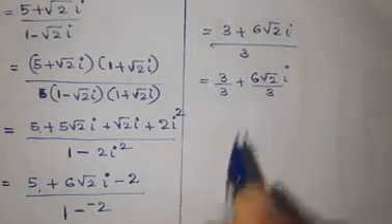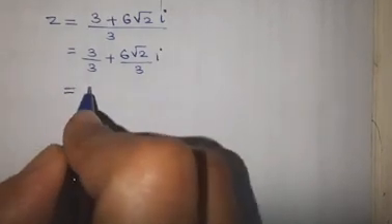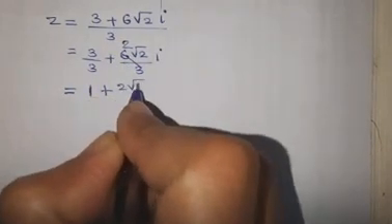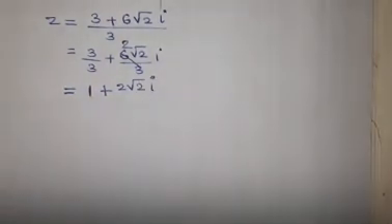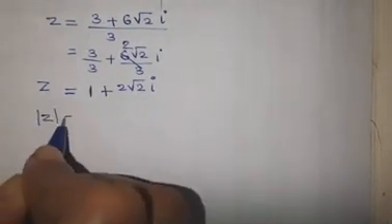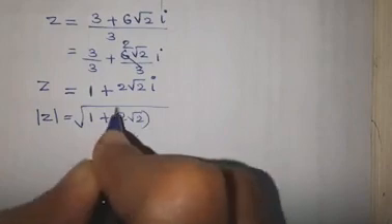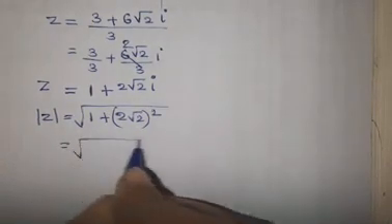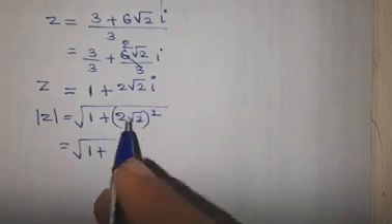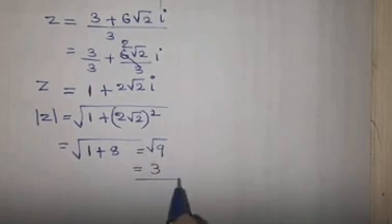Division of complex numbers ആണ്. This is equal to 3 by 3 is 1 plus 6ഉം 3യുടെ കട്ടാകും 2 root 2i. z is equal to 1 plus 2 root 2i. ഈ കോംപ്ലക്സ് നമ്പർ ഇപ്പോൾ a plus ib ഫോം ആണ്. Therefore, modulus of z is equal to root of a square plus b square, 2 root 2 the whole square. This is equal to root of 1 plus 2 root 2 the whole square. 2 square is 4, root 2 square is 2, 4 into 2 is 8, so root 9. Therefore, modulus of z is equal to 3.